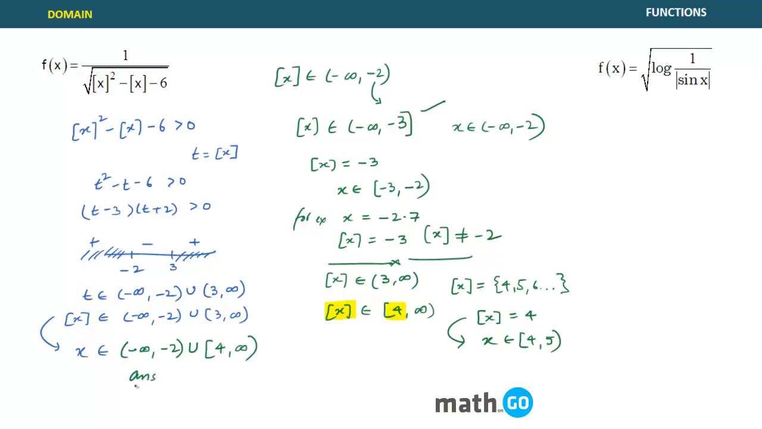It's a very tricky problem. You need to revise and see the video again to understand this concept. Okay.